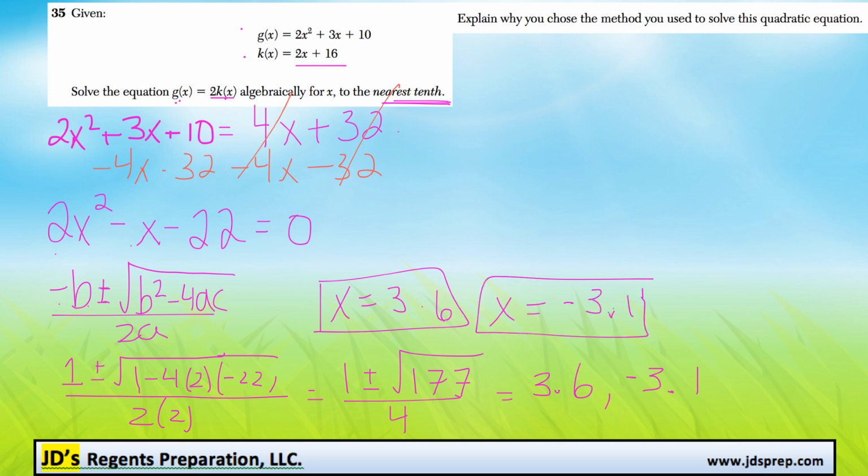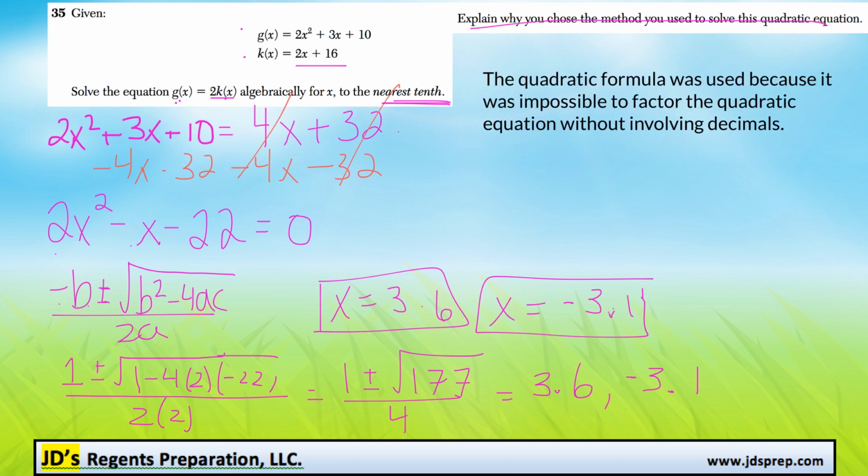Now there's one more part to this question. It says to explain why you chose the method you used to solve this quadratic equation. And so I just typed out the explanation I would give. I'd say that the quadratic formula was used because it was impossible to factor the quadratic equation without involving decimals. And the quadratic equation we're referencing is this guy here.